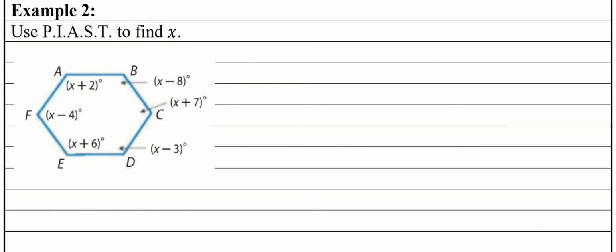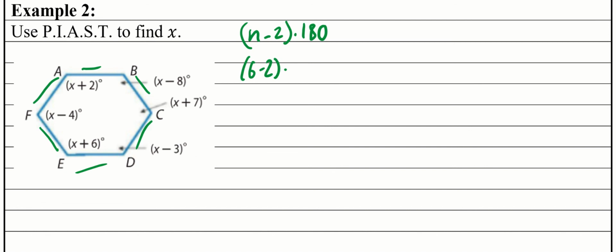We want to find x, so to do that, we need to figure out what all the angles add up to. And if we want to figure out what they all add up to, we can use that theorem. Remember, it's just n minus 2 and then times 180. So first of all, I need to figure out what n is. How many sides are there? Well, there's 1, 2, 3, 4, 5, 6. So this is a hexagon. This would be 6 minus 2 and then times 180.